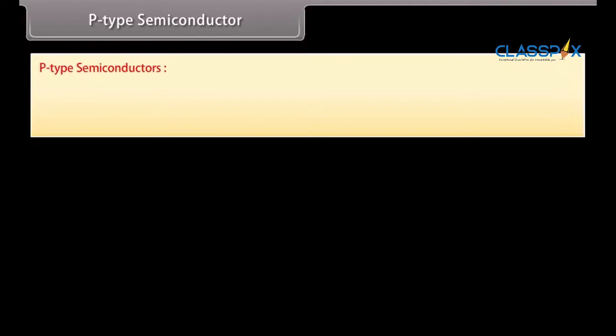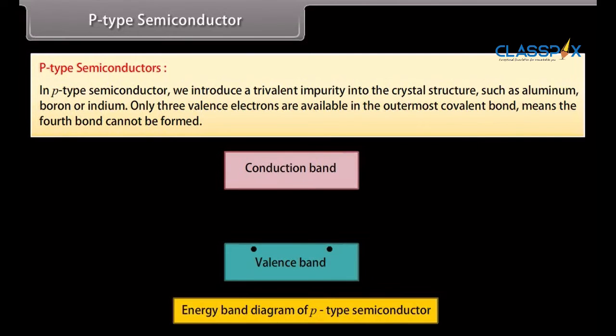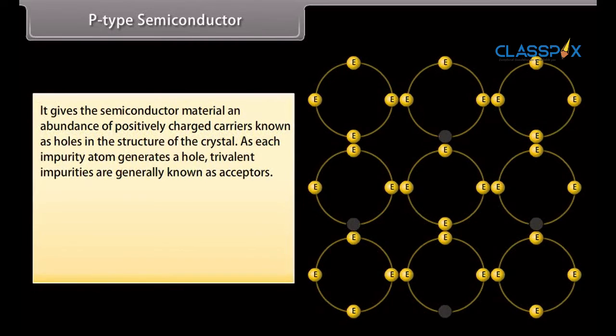P-type semiconductor. In a P-type semiconductor, we introduce a trivalent impurity into the crystal structure, such as aluminium, boron, or indium. Only 3 valence electrons are available in the outermost covalent bond, which means the 4th bond cannot be formed. It gives the semiconductor material an abundance of positively charged carriers known as holes in the structure of the crystal. As each impurity atom generates a hole, trivalent impurities are generally known as acceptors.